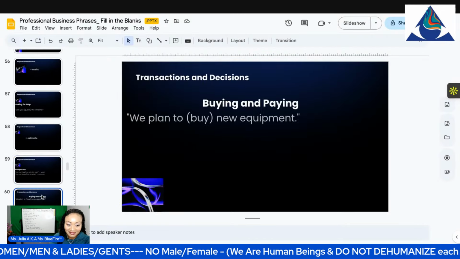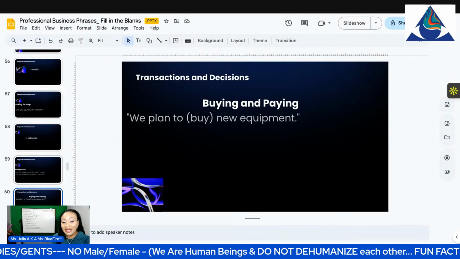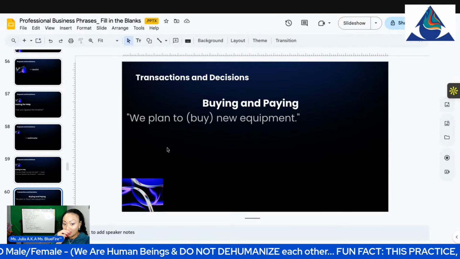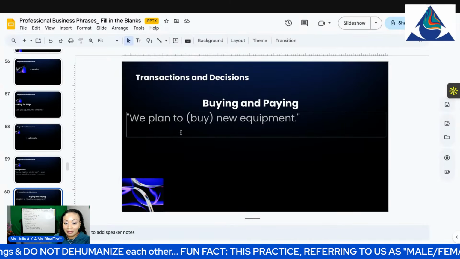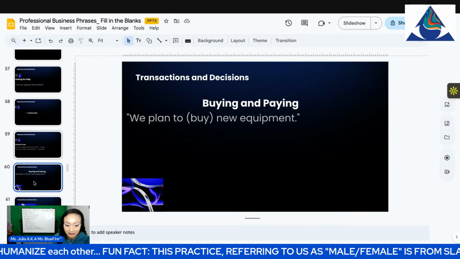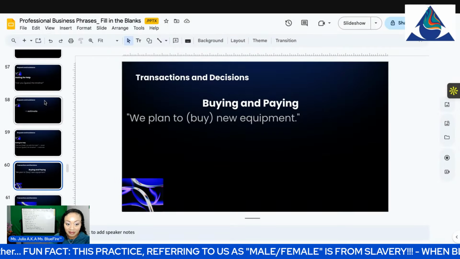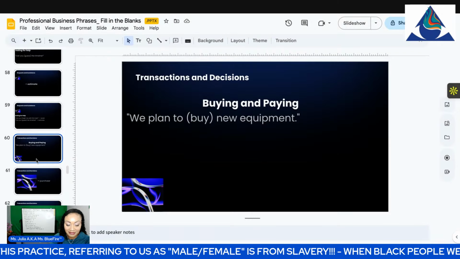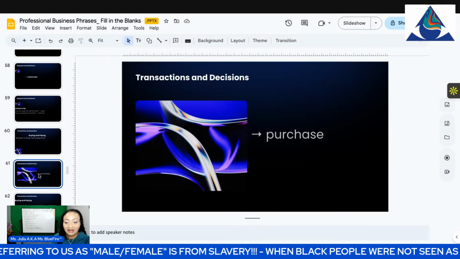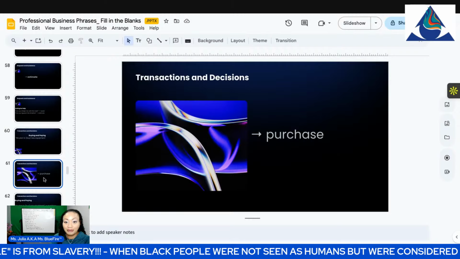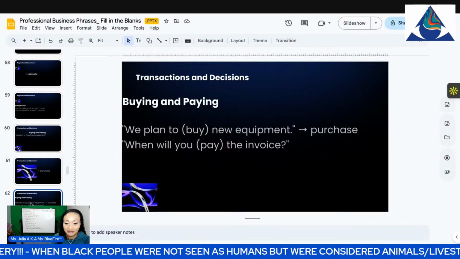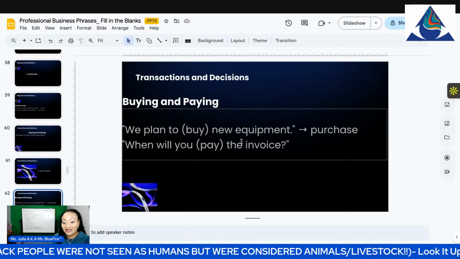Okay. Right. Now buying and payment. Here we go. We plan to buy new equipment. We went over this last week. Instead of buy, we have purchase. Yes, I wrote it. Purchase. Instead of buy, we have purchase. We will purchase new equipment. Right?